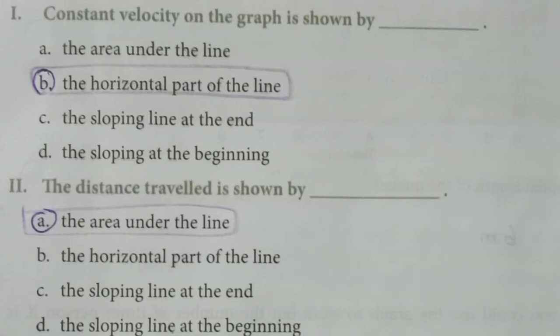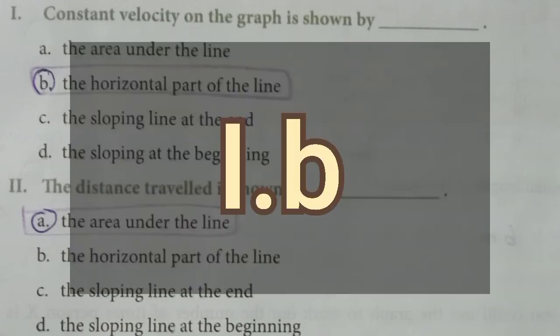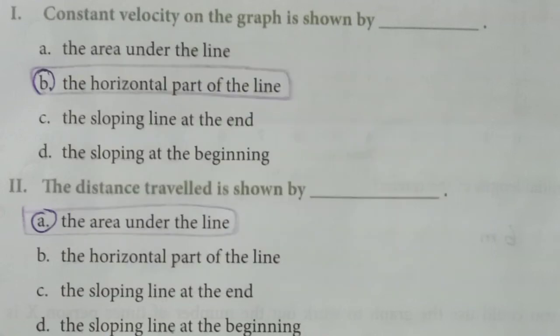A. The area under the line. B. The horizontal part of the line. C. The sloping line at the end. D. The sloping line at the beginning. The answer is option B. The horizontal part of the line.